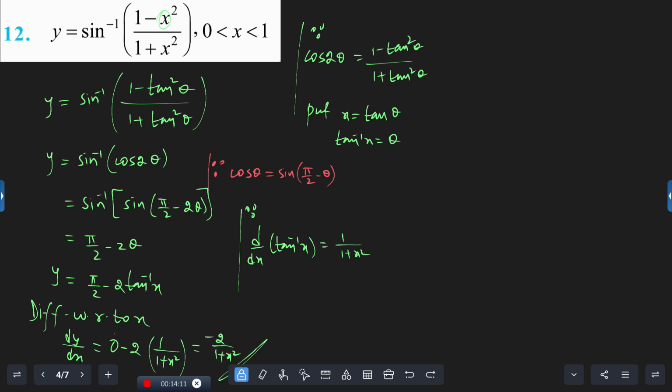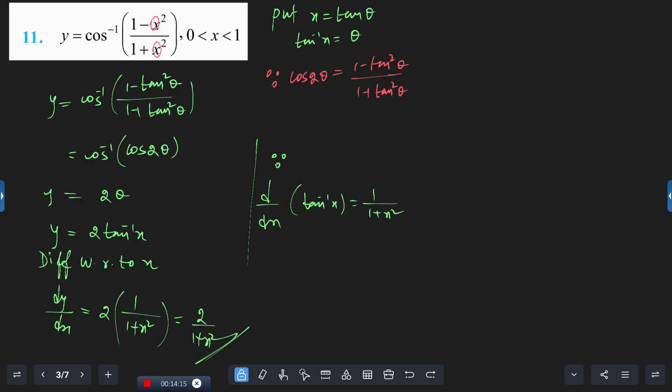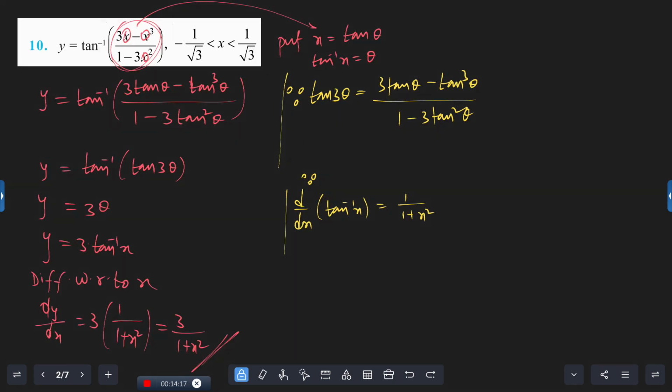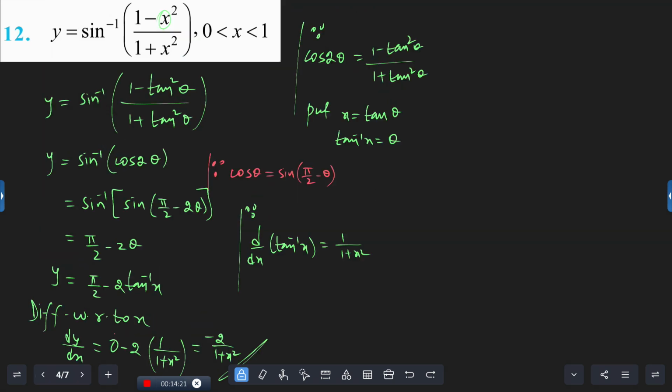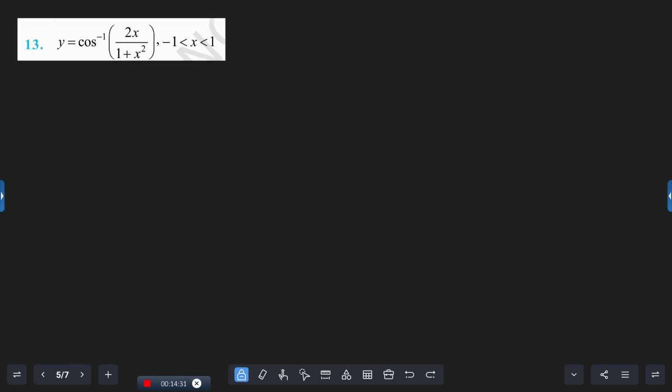Have you noticed it? You can notice the denominator is 1 plus x square here, also in the previous one, and again 1 plus x square. Almost 4 pages we have seen that the denominator is 1 plus x square. It means we are using only tan. Have you noticed it? Right. That is why the answer is not changing.